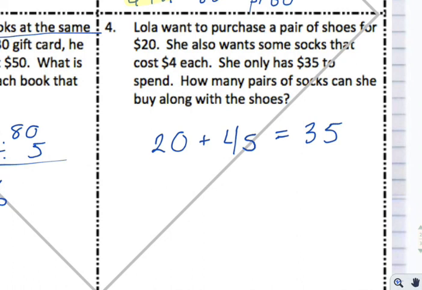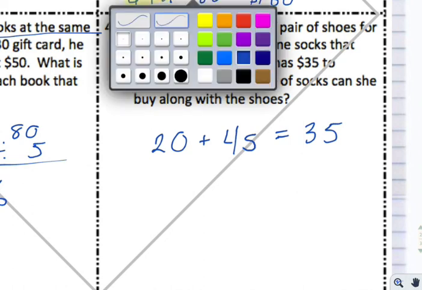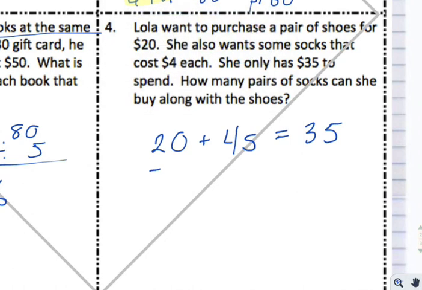So $20 plus $4 times each pair of socks equals $35. That seems like a pretty standard equation for me. But I need to know how many pairs of socks that she can actually buy. So first of all, I'm going to remove the $20 that she spends on the shoes from the purchasing side of my equation and from the cost side of my equation. 20 minus 20 is 0. So that leaves me with 4 times the number of socks that she wants to buy equals $15.